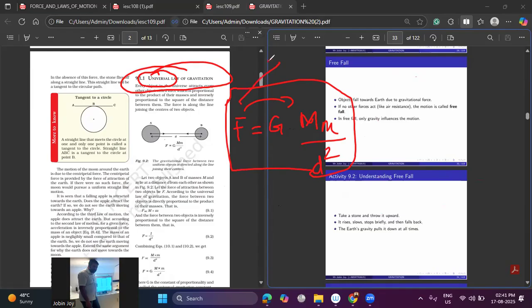And what is the unit of force? The unit of force is Newton.